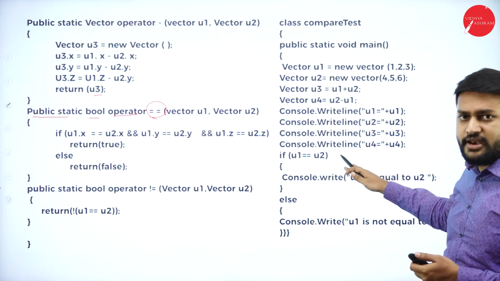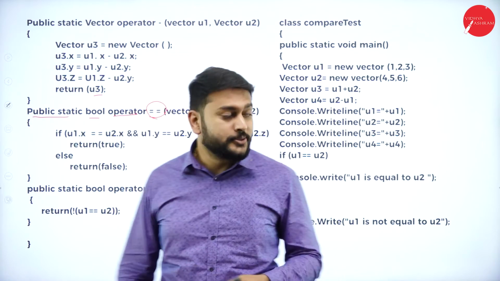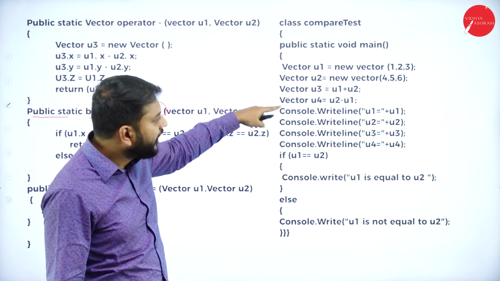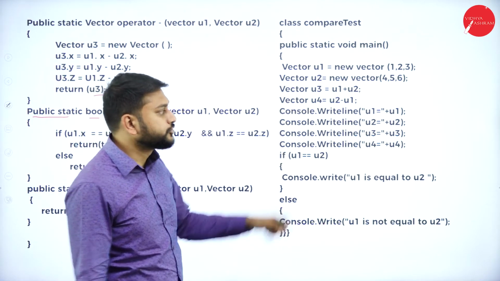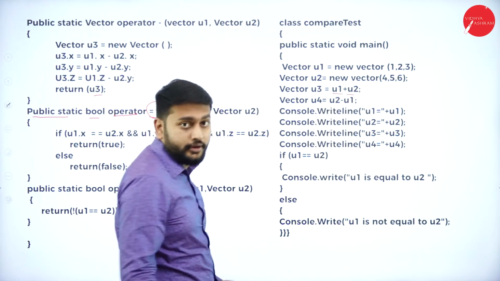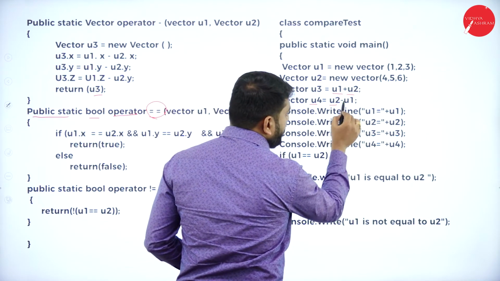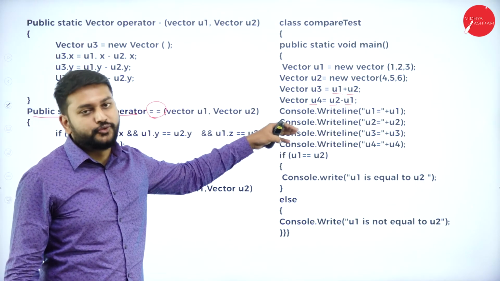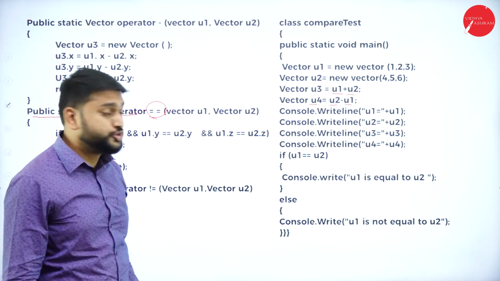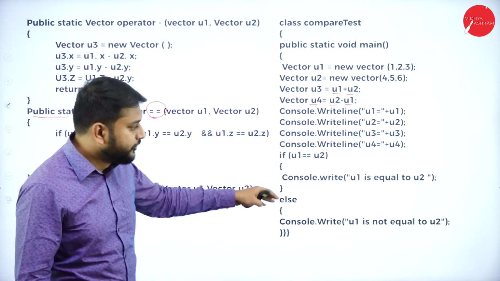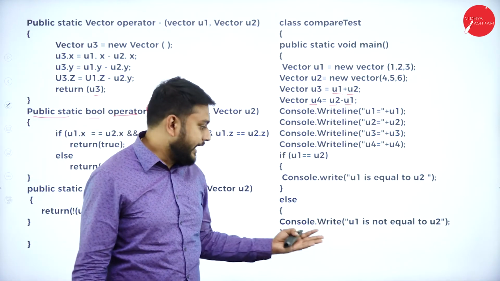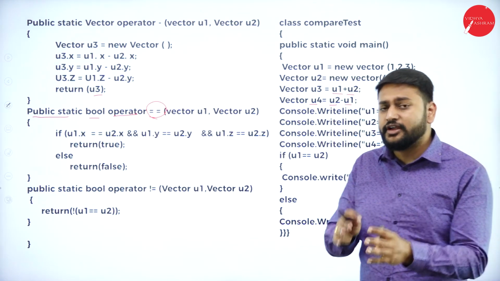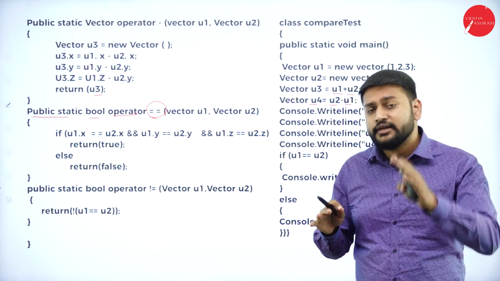And of course, I have the main function here, which helps me create the u1, u2 objects, and I will also create u3 and u4. u3 performs u1 plus u2, and u4 performs u2 minus u1. Then I will print all the values of u1, u2, u3, u4. Then I will check if u1 is equal to u2, and print u1 is equal to u2, else I will print u1 is not equal to u2. So this is how I will be overloading the comparison operator.